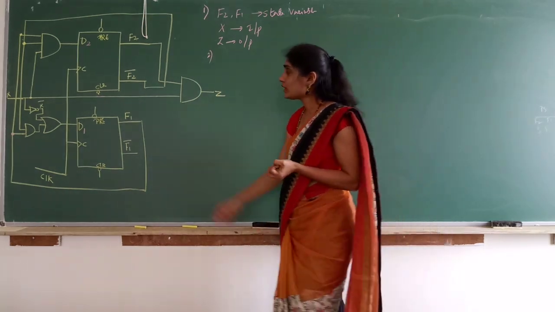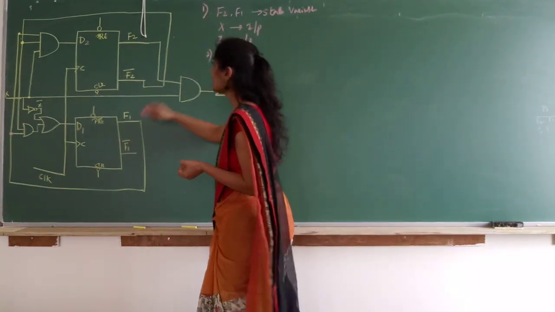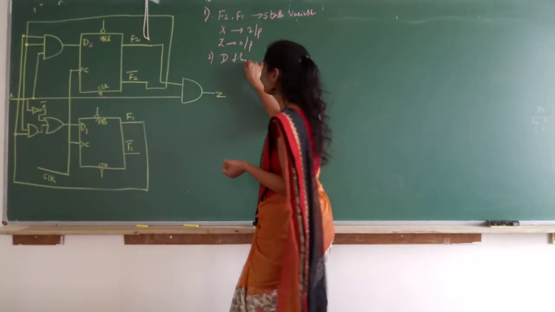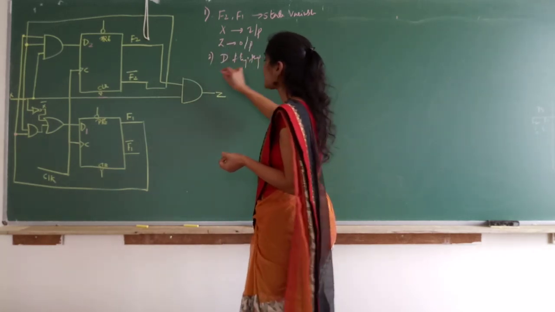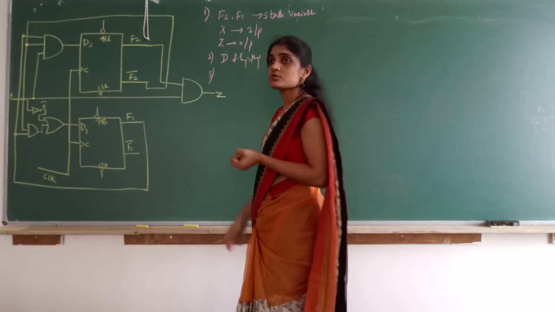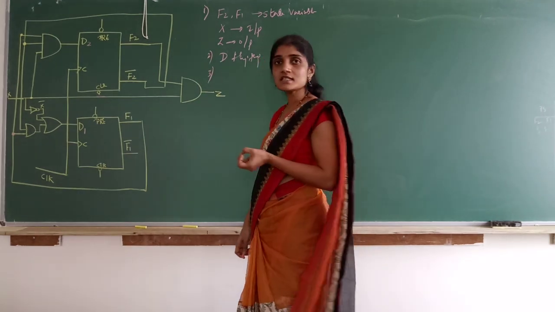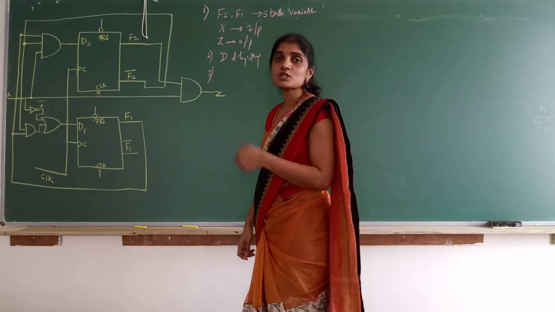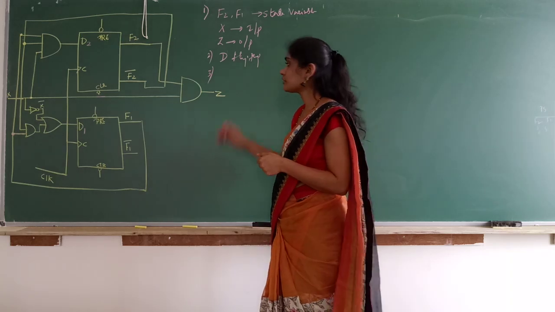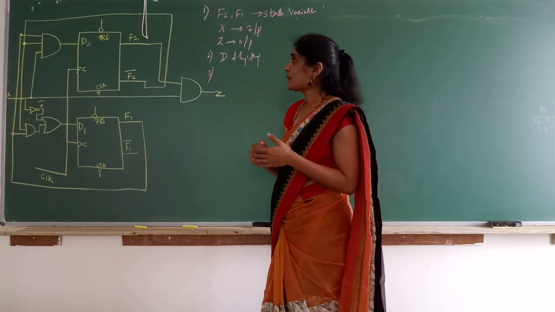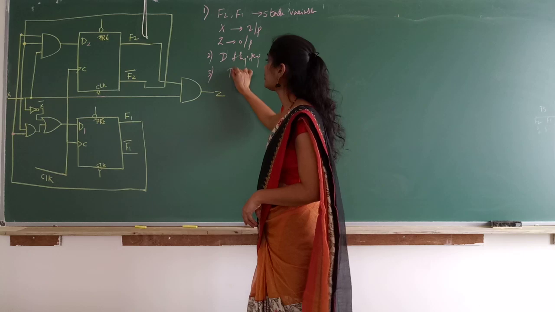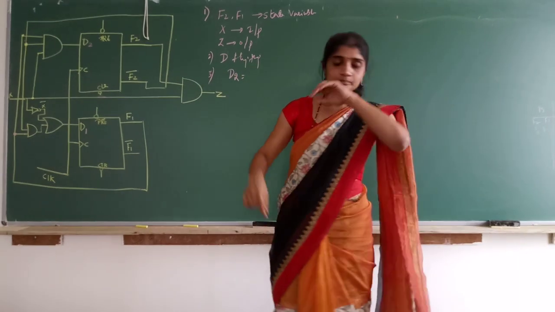The number of flip-flops is 2, and both are D flip-flops. The second step is to identify the flip-flop type. Both are D flip-flops. What is the third step? Write the equations for the flip-flop inputs as well as for the output. So what is the equation I gave for D2? Write the equations very carefully.